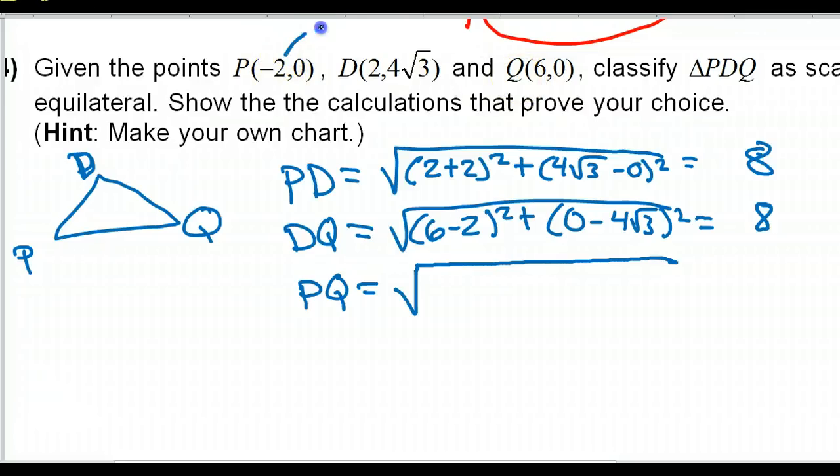Please keep straight what we're talking about. Now, don't look at D right now. Just look at P and Q. I'm going to do the right one minus the left one this time. So that's going to be 6 minus -2, so I'm just going to go ahead and put 6 plus 2 squared. And that's going to be 0 minus 0, those y values.